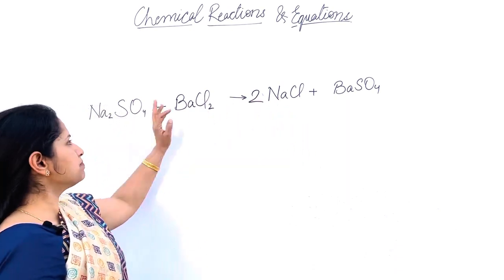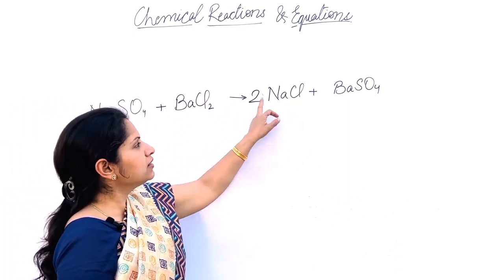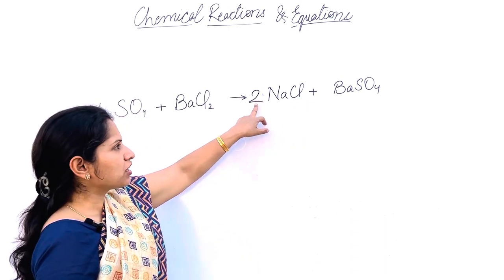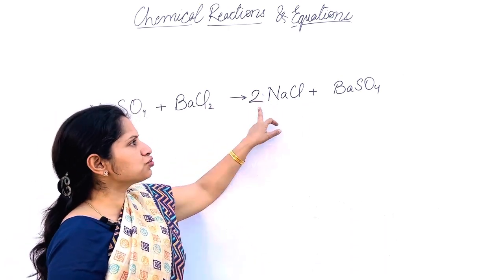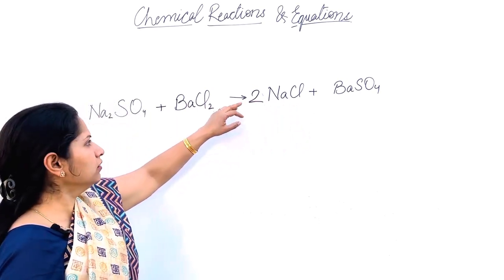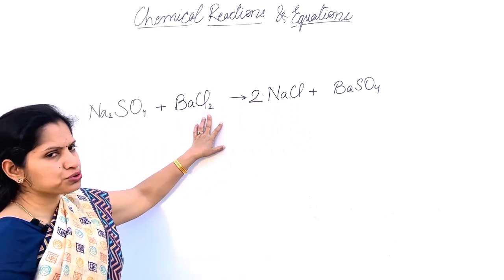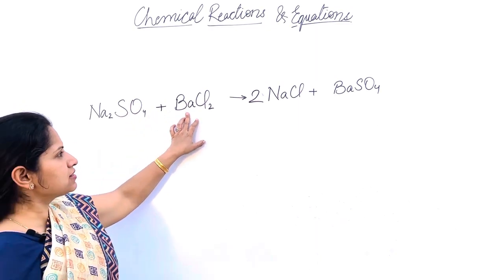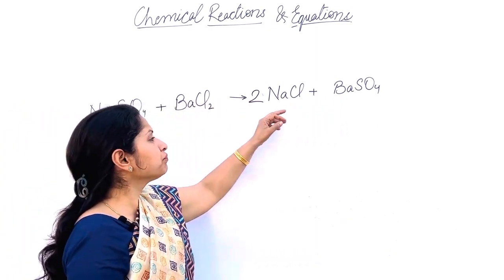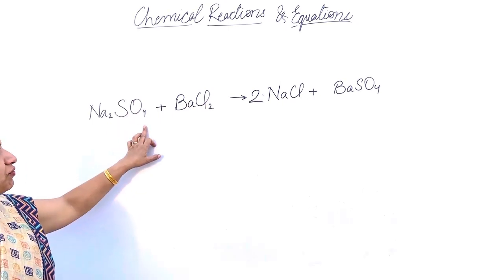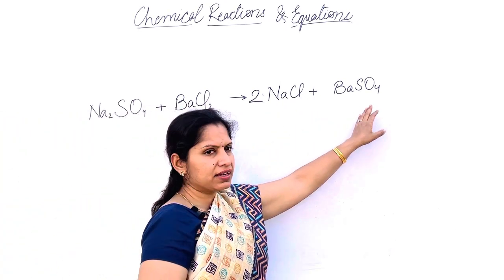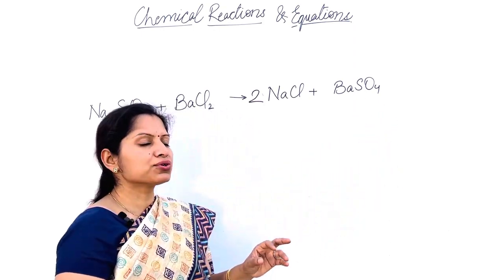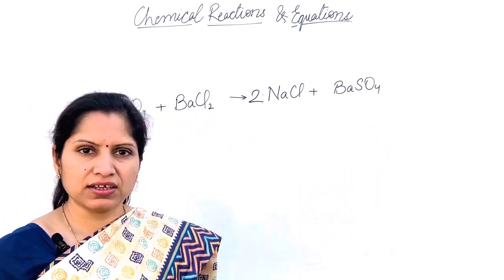Now sodium is balanced. Now let's have a look at chlorine. Here we have 1 atom of chlorine in 1 molecule. Since we have taken 2 molecules, it makes 2 atoms of chlorine here. And here also it's Cl2, so it's already balanced. Now come to barium, it's already balanced. Here also 1, here also 1. Now come to sulfate. Here also 1 molecule is there, and SO4, here also 1 ion is there. So it's already a balanced equation.